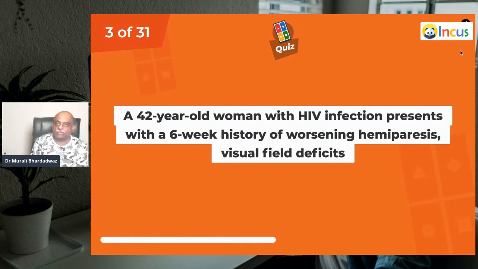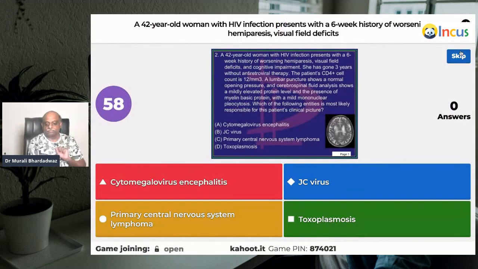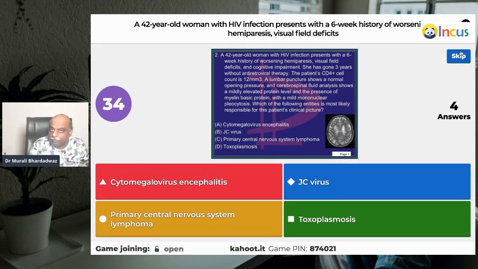Now comes the next question. A 42-year-old woman, HIV positive, presents with 6 weeks history of worsening hemiparesis. There are visual field defects, cognitive impairment. The patient's CD4 plus count is 12. Lumbar puncture is showing a normal opening pressure. Very important clue. CSF analysis is showing mildly elevated protein level.